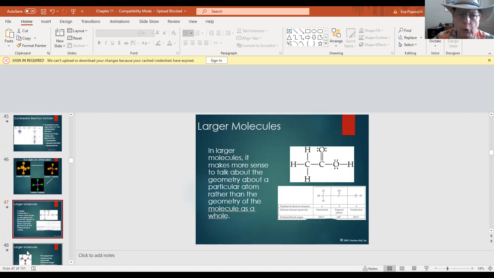Now, important point, you're going to run across other professors. I will try not to do this, but I may accidentally draw this molecule out and ask, what's the shape of this? Your answer should be, I don't know. Which atom are you talking about, Mr. Popovich? Because the shapes for these three atoms are all different.